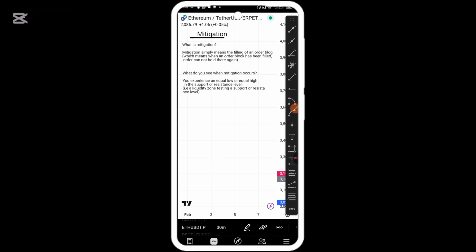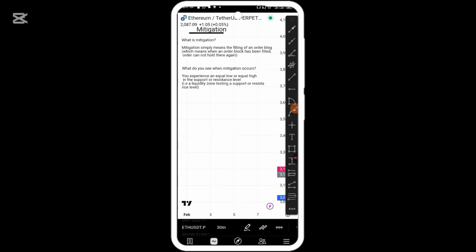Okay, the first thing you see on my screen is, what is mitigation? Mitigation simply means the filling of an order block, in bracket, which means when another block has been filled, others cannot hold there again. That is simple. Don't worry, don't panic, don't think too much. I'm going to show you the analysis. I'll sketch it out for you guys to know what mitigation is about, so that if you see it on a live chart, it's very easy for you to understand. So the second thing I have here is this one.